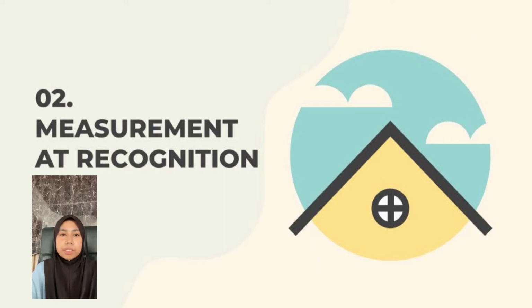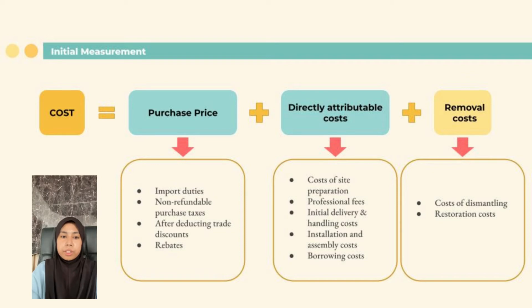Okay, next we will discuss measurement of PPE. There are two types of measurement of PPE. First is measurement at recognition. Second, measurement after recognition. Measurement at recognition is known as initial cost. After recognition is known as subsequent cost. Initial cost is the first cost that we record for PPE.